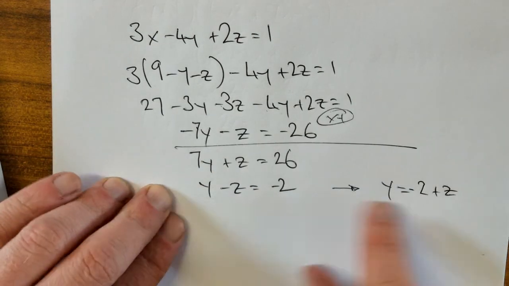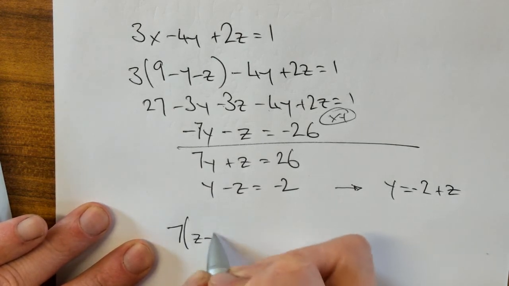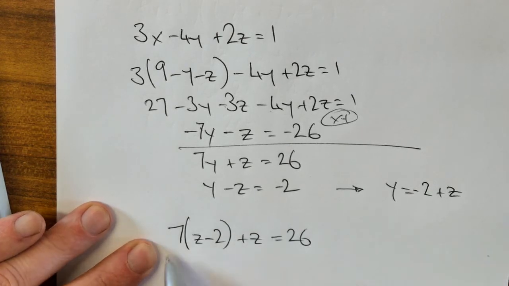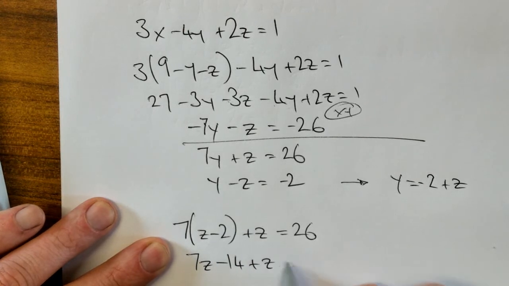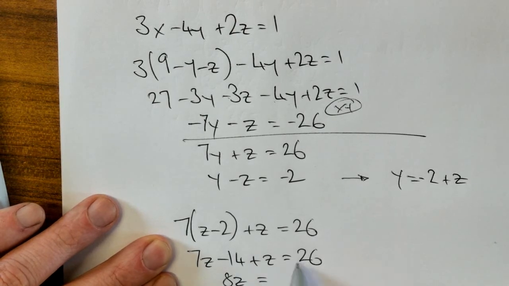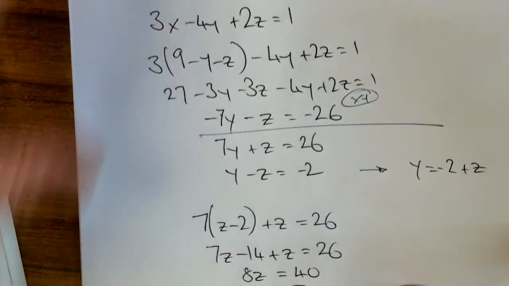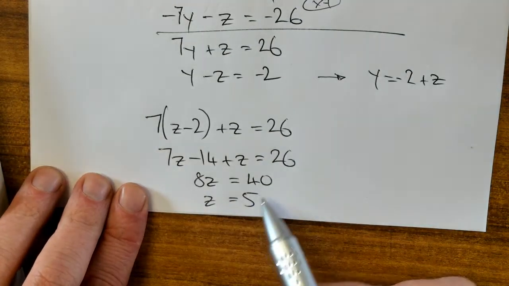Okay, so we have 7 times z minus 2, plus z is equal to 26. And then I'm going to multiply that out, so it'll be 7z minus 14 plus z is equal to 26. Or equally, we've got 8z is going to be equal to, add that over, 20, 30, 40. And so z is equal to 5. And I have found a value for z.